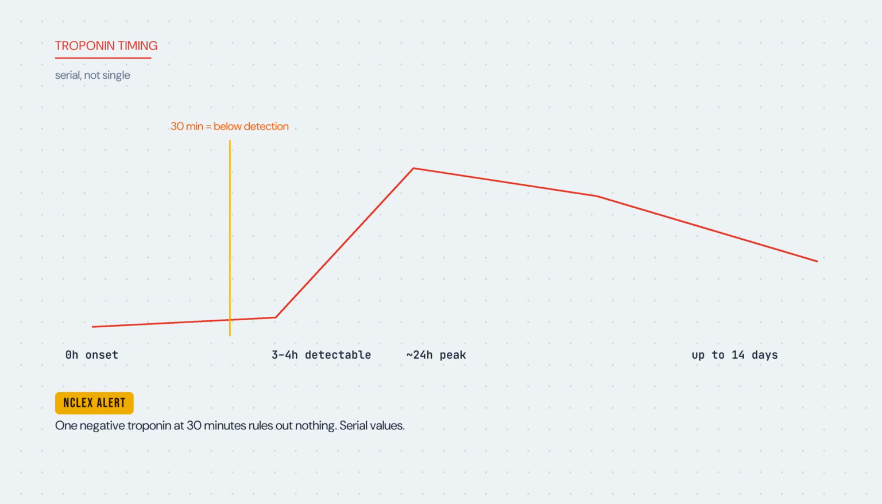One caution on troponin that shows up constantly. It takes about 3 to 4 hours after injury before it is detectable, peaks around 24 hours, and stays elevated for up to 2 weeks. Which means a single negative troponin in a patient who started having chest pain 30 minutes ago tells you almost nothing. That is why we draw them serially. 1 negative troponin at 30 minutes rules out nothing.